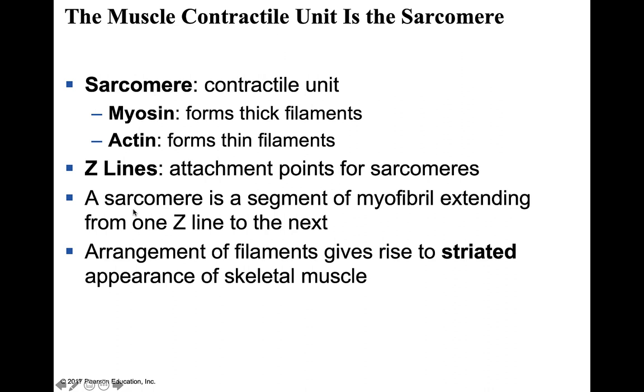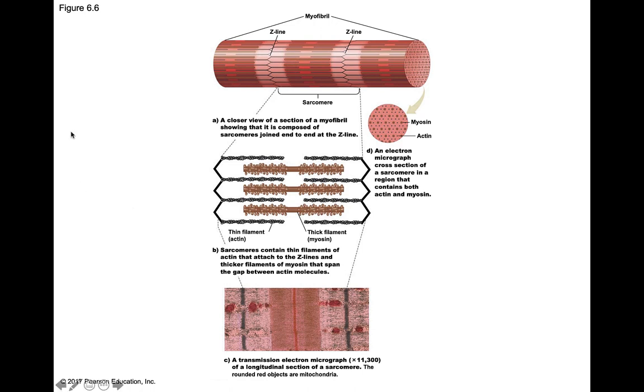Now, the arrangement of thick and thin filaments is what gives rise to the striated appearance of not just skeletal muscle, but also cardiac muscle. So based on the anatomy, it's safe to say that cardiac muscle is going to function very similar to skeletal muscle. But keep in mind one really critical difference. Skeletal muscle is voluntary, while cardiac muscle is not. Very, very important distinction to keep in mind, even though the anatomy of the two is almost identical at the microscopic and functional level.